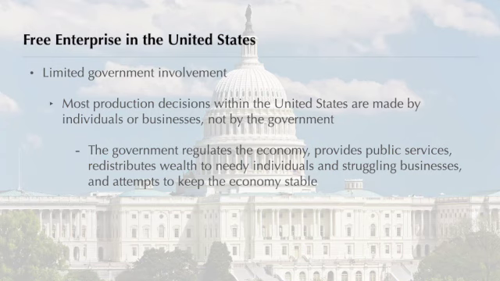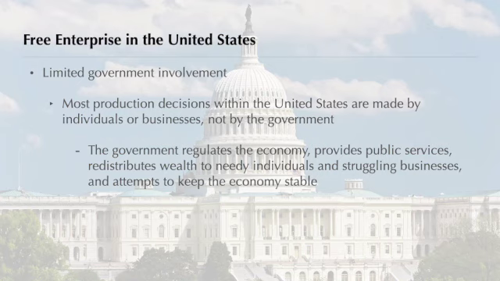Because the United States has a market economy, most production decisions are made by individuals or businesses, not by the government. The government does play an important role, however, by regulating the economy. For example, the government establishes health and safety laws, monitors banking practices, and prohibits discrimination in the workplace. The government also provides public services. Funds are raised through taxation and spent on goods and services for members of society.